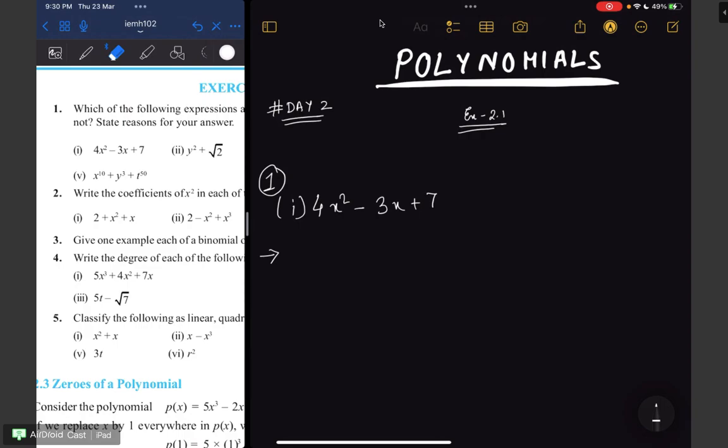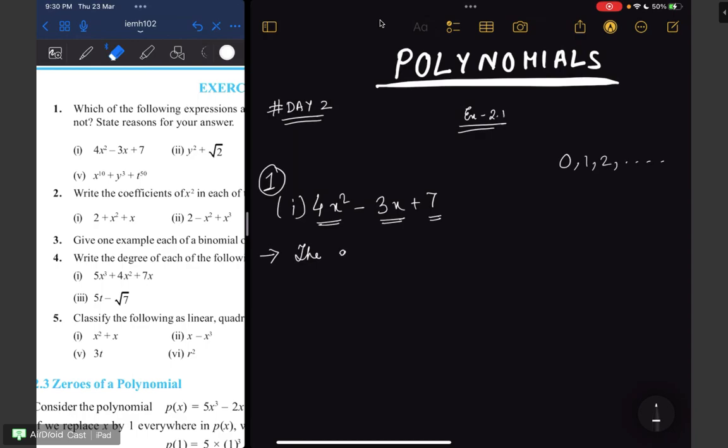Just see the power of the variables. Here the power of x is 2, the power of x is 1 here, and there is no variable in the last term. Since the power of the variables are in whole numbers, whole number means the numbers starting from 0, 0, 1, 2, 3 and so on, therefore this particular expression is a polynomial. So how can we write it? We can write it as follows.